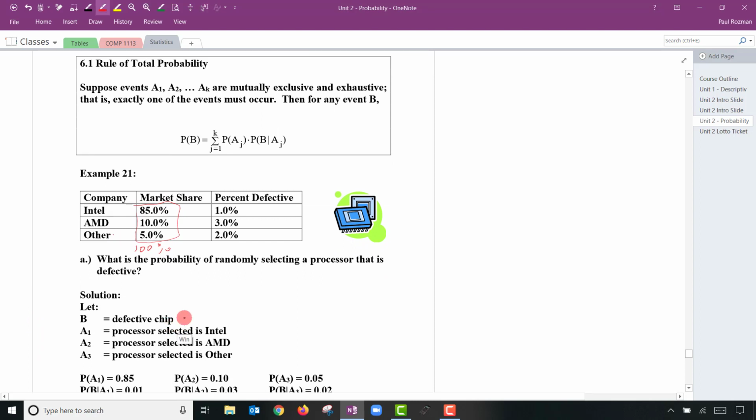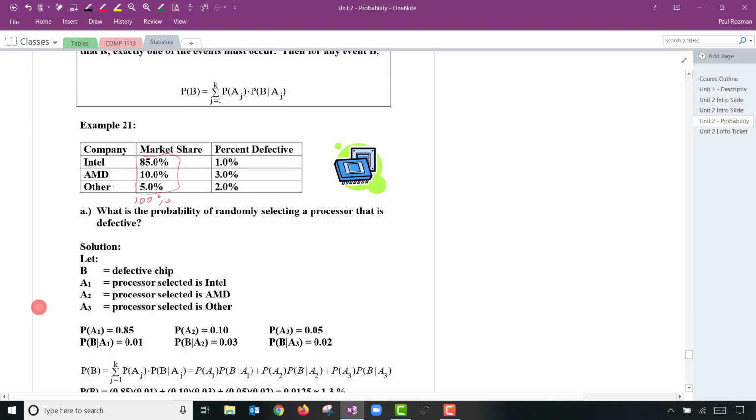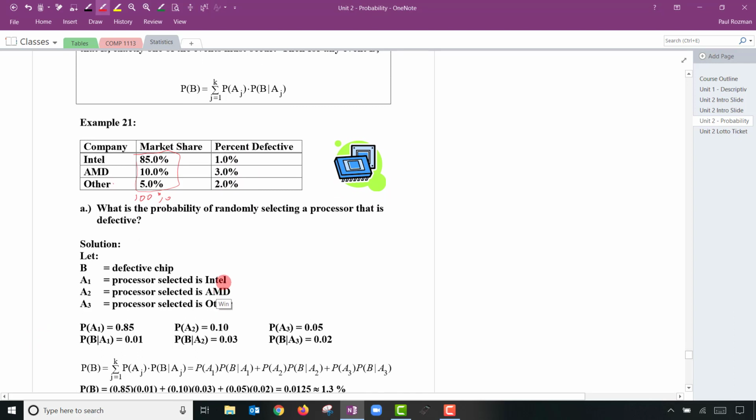So to try to get the symbols to line up here, I wrote them out. We want the probability of getting a defective chip. If we just reached into a bin of random computer chips and pulled one out, what are the chances that it is defective? Just looking at those percentages, you probably guess it's around 2%. But let's see. My sets are the various companies. The probability of the companies are their market shares. And then their probability of being defective, given we know what company they're in, were also given in the table.